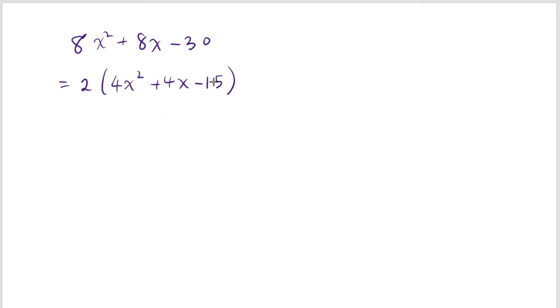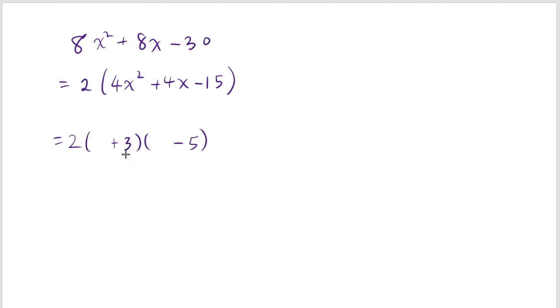And since you have negative 15, one should be negative and the other is positive. So let's try to do this by trial and error and see what happens, okay? So you have one as negative 5 and the other as positive 3.